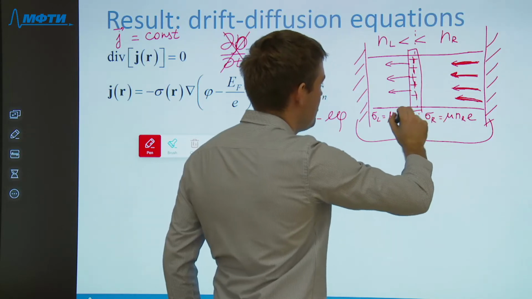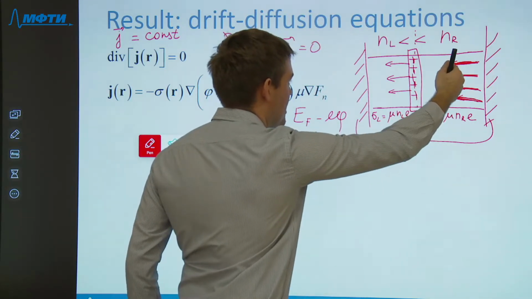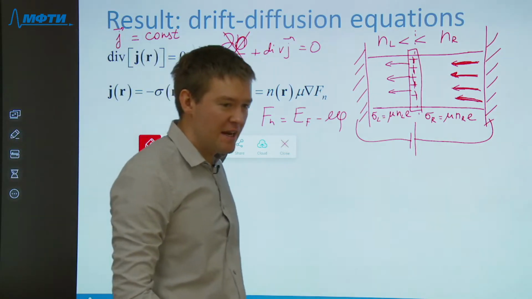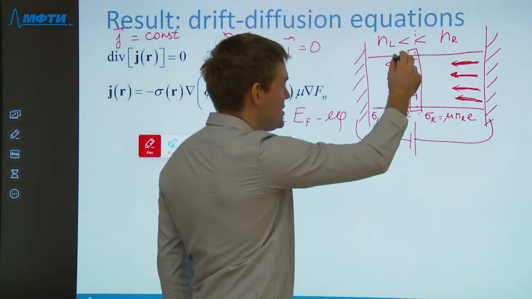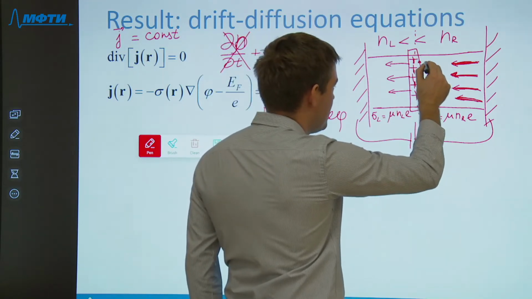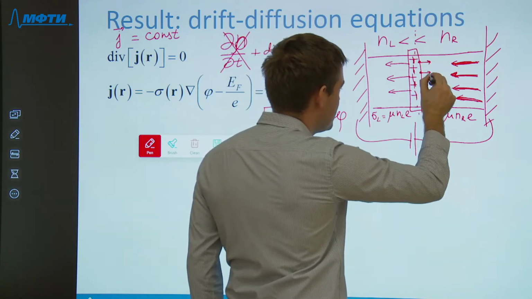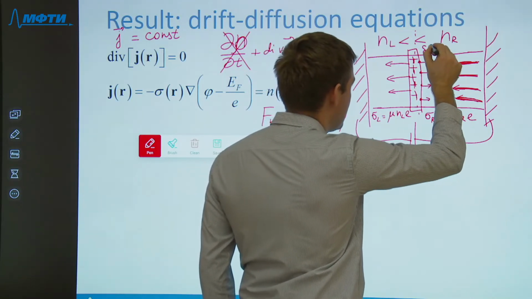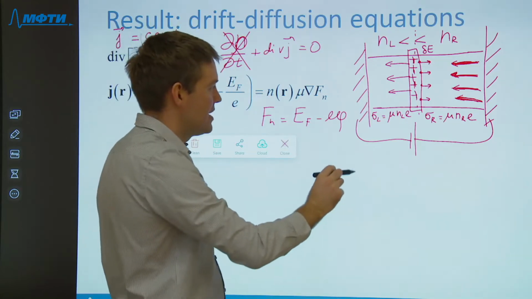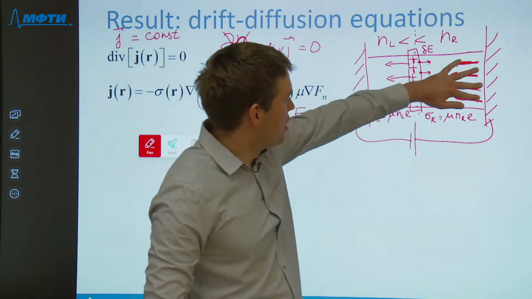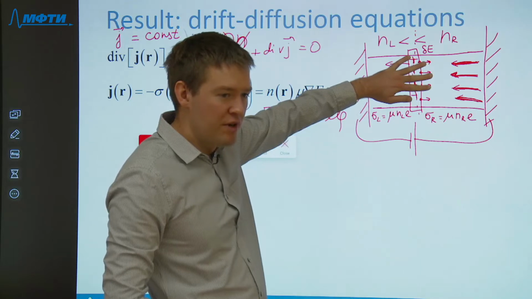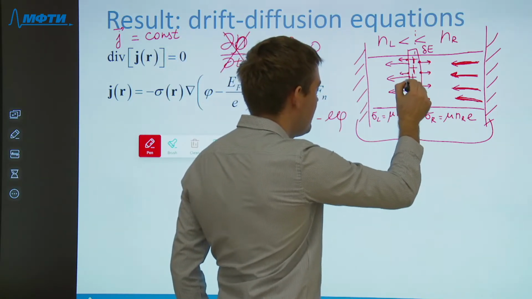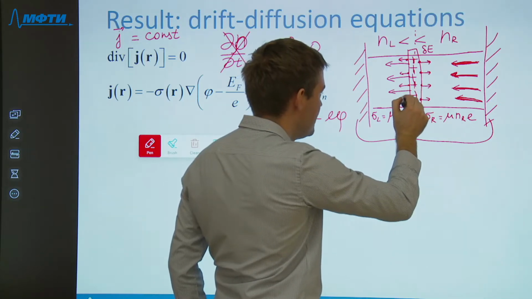There is a large amount of carriers moving from right to left and a weak amount of carriers moving from left to right. What happens next? This positive charge layer would create an extra electric field, I will call it delta E. This extra electric field delta E tries to stop the carriers that are moving rapidly, and it tries to accelerate the carriers that are moving slowly.